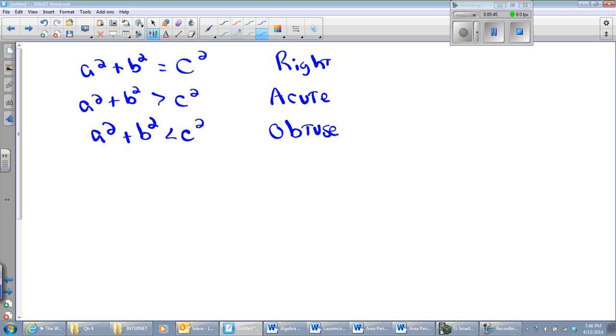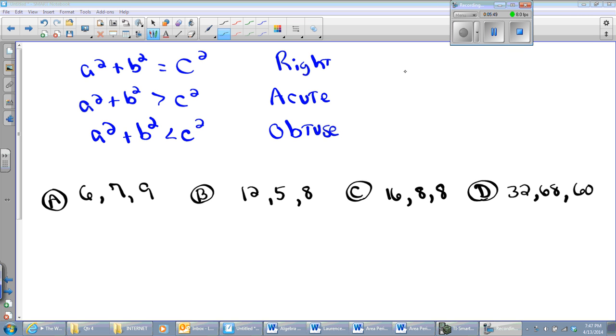Okay, very good. So, hold on one second. Okay, so I've given measurements of 4 different triangles A, B, C, D, and we're going to figure out, without ever seeing the triangles, whether they're acute, obtuse, or right. And we're just going to use the Pythagorean theorem or a form of it. Now remember, the largest number is always going to be my C number.